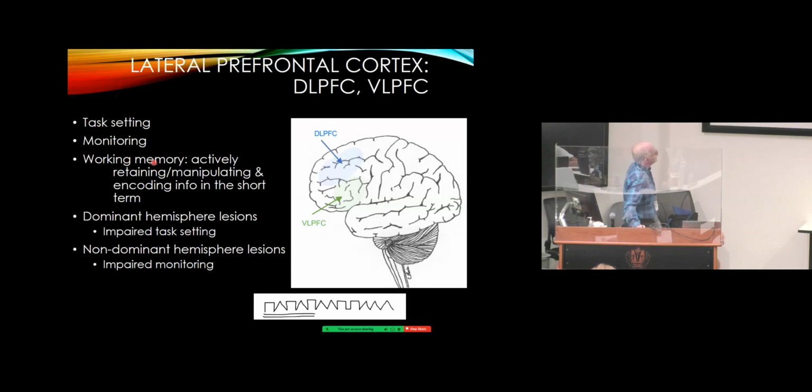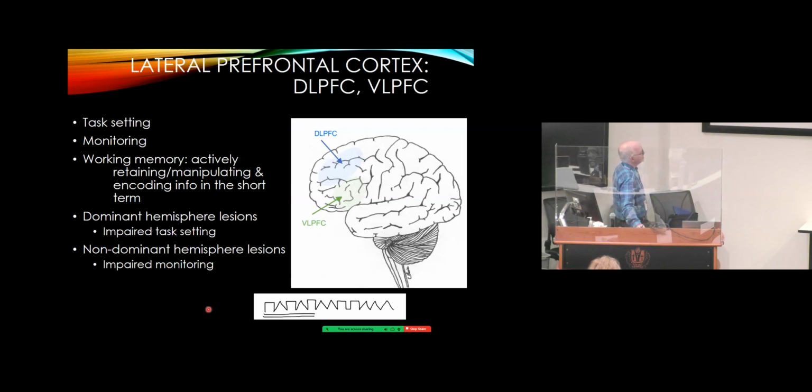And working memory, we will provide more nuance to the definition as we go on in the course, but working memory is something that you're doing right now. You have some information, terminologies, things like that. You're taking in new information, you're melding that together to create new memories. And so working memory is a function here of the lateral prefrontal cortex. Now, it turns out, if we had to say a difference, the dominant hemisphere, usually the left hemisphere, is more important for task setting. The non-dominant hemisphere, which is usually the right hemisphere, is more important for the monitoring function.